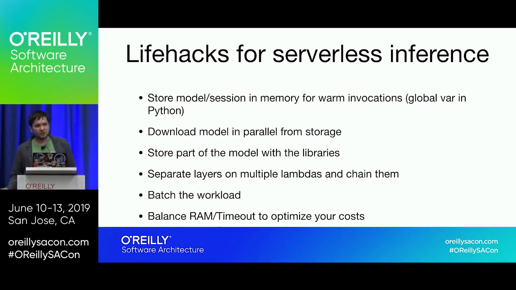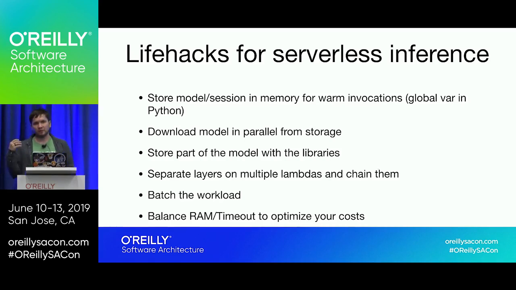And some life hacks which allow you to do that. Try to store the model in your warm container. In Python, it's a global variable. Download the model in parallel, because when you have more than 1.5 GB on Lambda, usually 3 GB of RAM, it means that you have two CPUs. So you can use threading and do things in parallel.